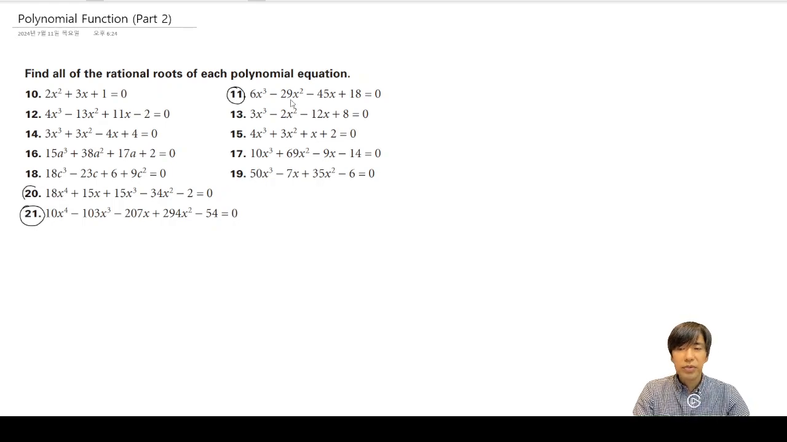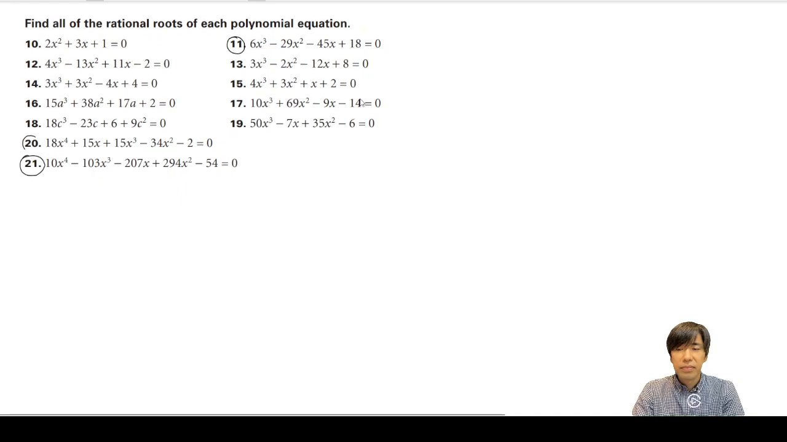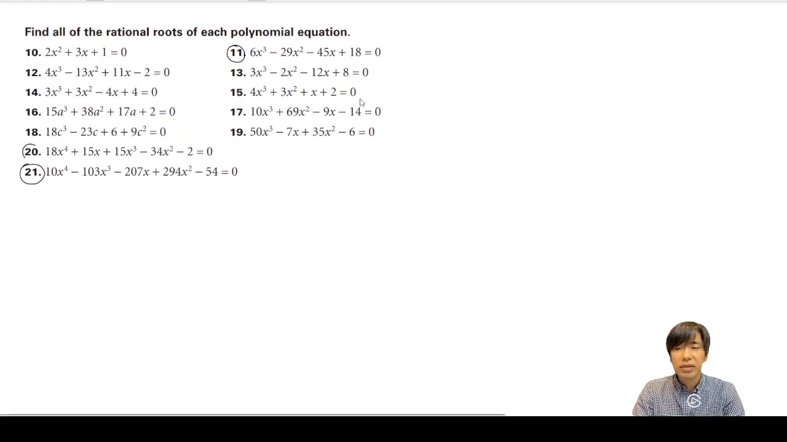6x cubed minus 29x squared minus 45x plus 18. So the rational root theorem says, okay, if this leading coefficient is not equal to 1, you have to put this number below this constant term and find factors of 18 over 6. So how do you find factors of 18 over 6? You have to list all the factors of numerator and denominator separately, okay?